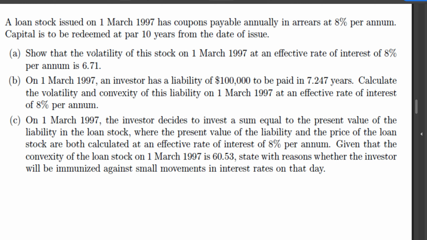In part A, we need to find the volatility of this loan stock, which is essentially just a bond, and it has a coupon rate of 8%, and it's going to last for 10 years, and it's redeemable at par. So as always, let's draw a diagram to visualize what is going on.